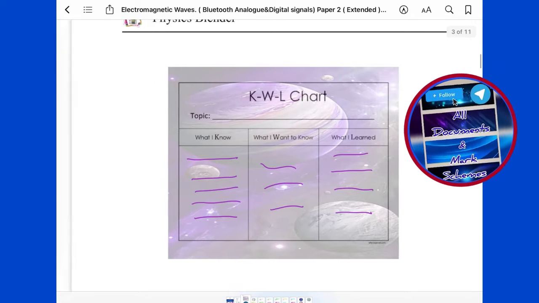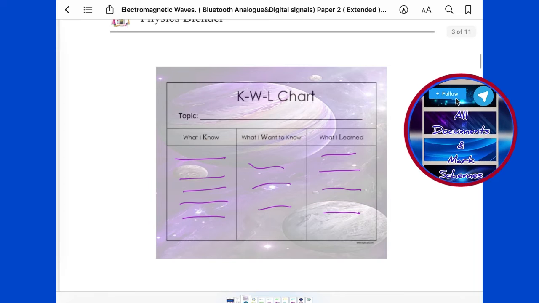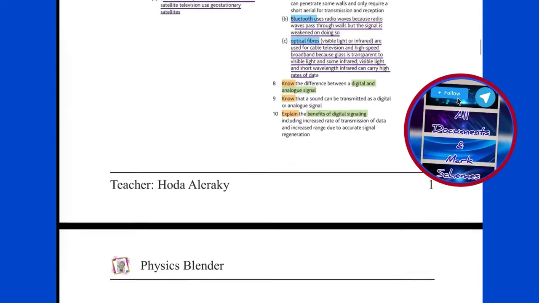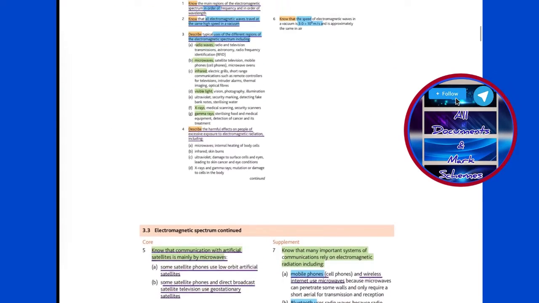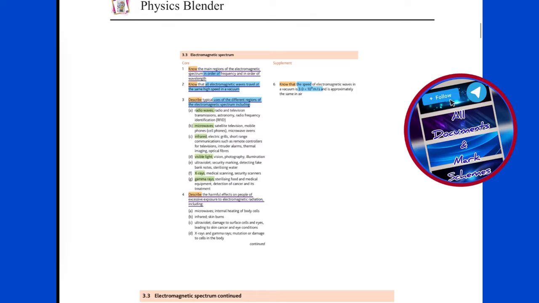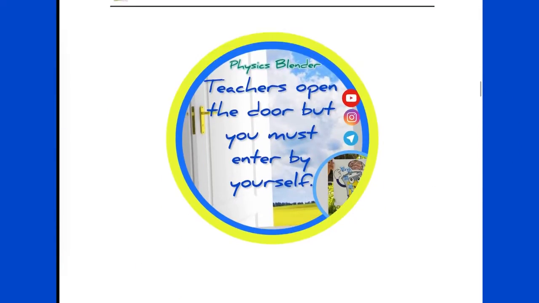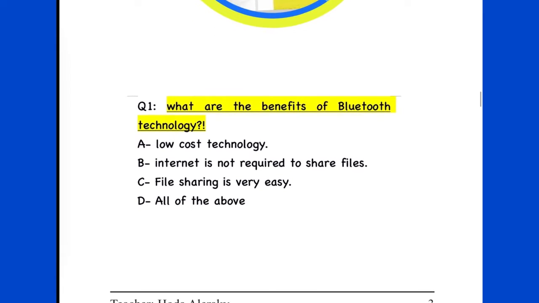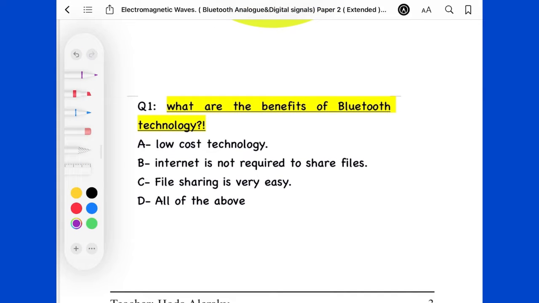So you can write here what you know, what you want to know, and what you learned at the end of the session. And you can check the specifications here of your syllabus to check that you know all the points. Okay, let's start by question number 1.